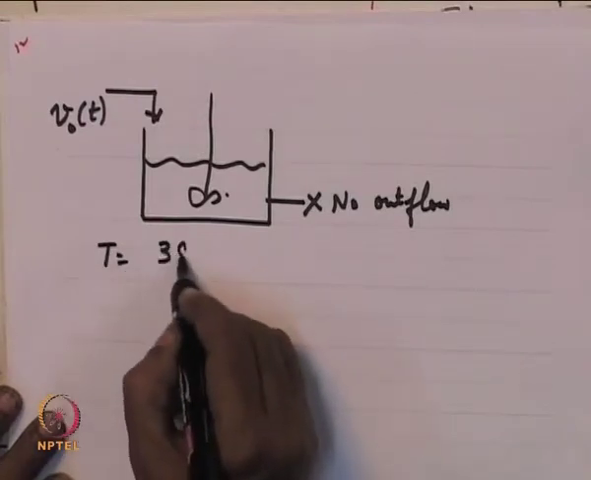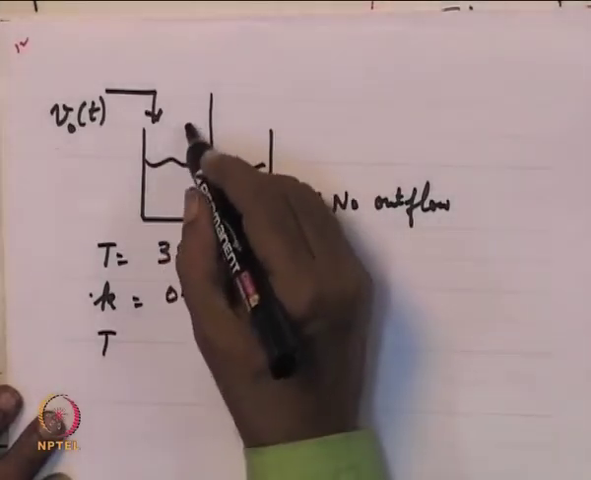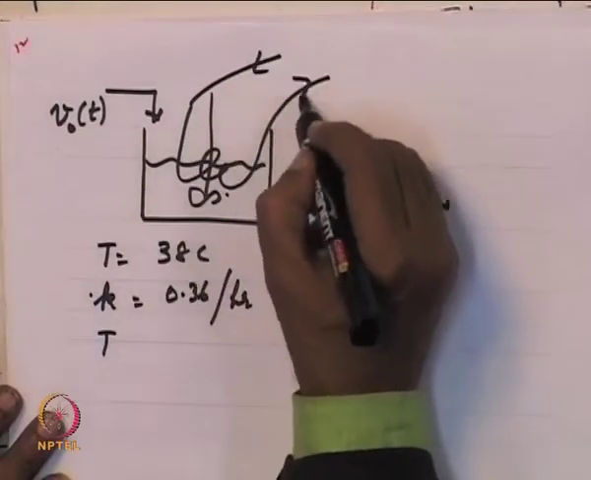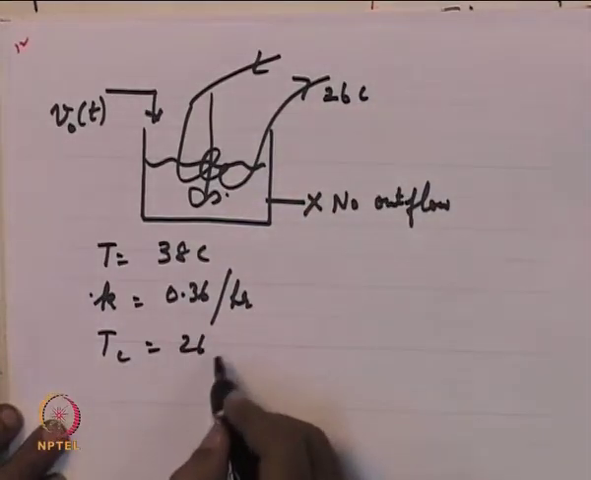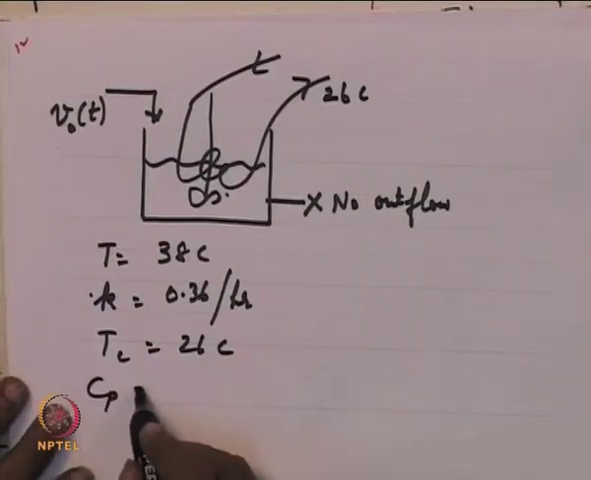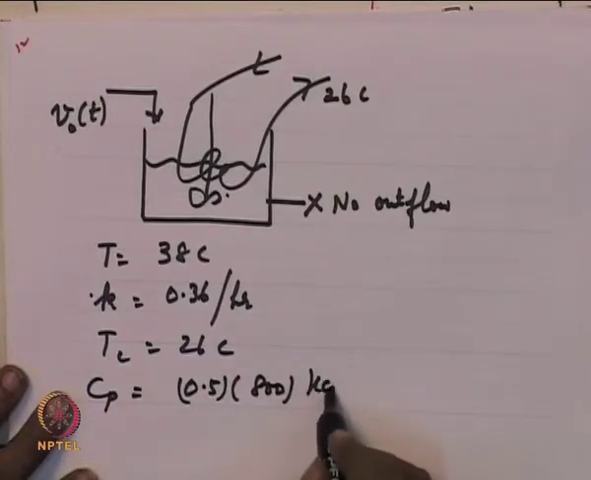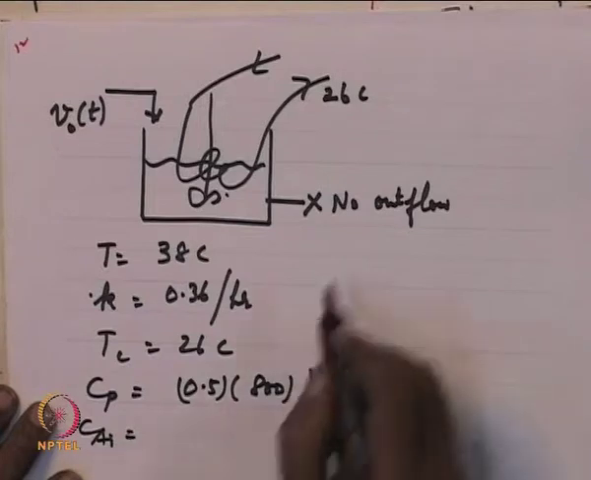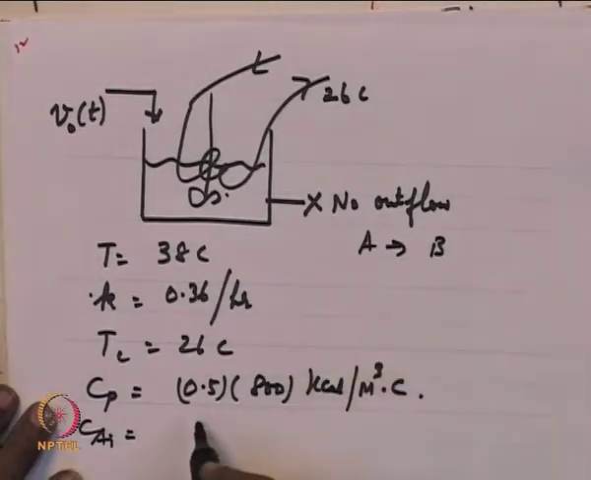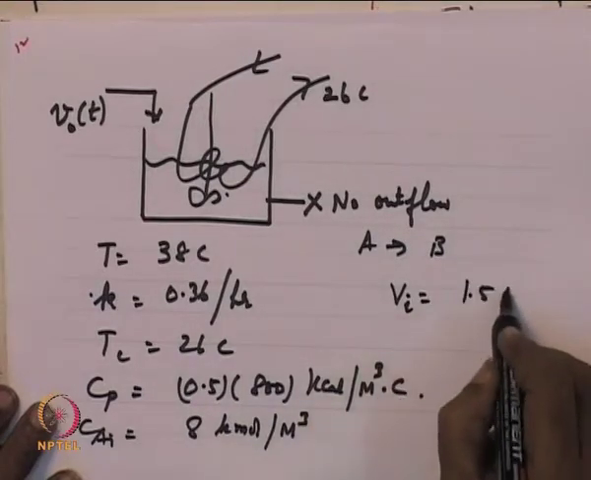Reactor temperature is 38°C, rate constant K is 0.36 per hour. Coolant temperature, that means there is a coolant, is 26°C. Cp volumetric is 0.5 multiplied by density 800, so many kilocalories per cubic meter per degree C. Cp is given. A goes to B is the reaction. Cai is given as 8 kilomole per cubic meter, and the initial volume in the reactor is given as 1.5 cubic meters.